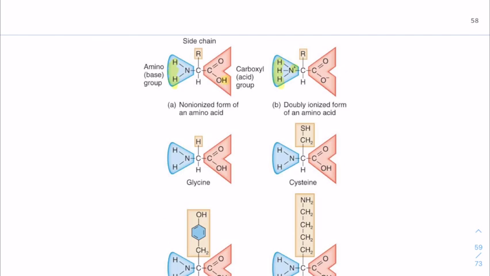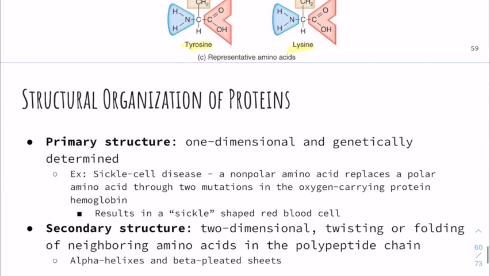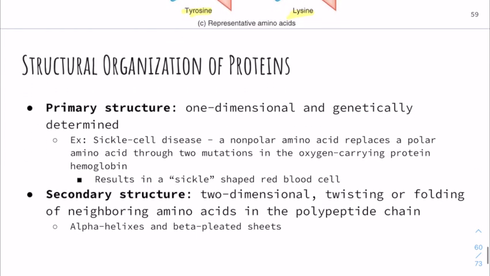Then we have glycine, cysteine, tyrosine, and lysine. Those are different kinds of amino acids that are found naturally in the body. If we look at the structure of proteins, their primary structure is technically one-dimensional, flat, and genetically determined. In something like sickle cell disease, if you've ever heard of that, it affects the red blood cells. It's a mutation in amino acids. There are 2 mutations that affect the oxygen-carrying protein hemoglobin.